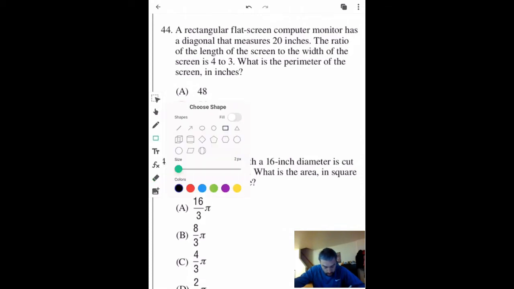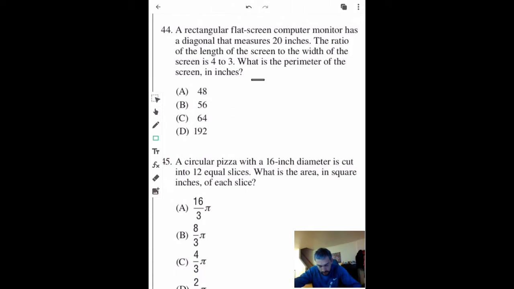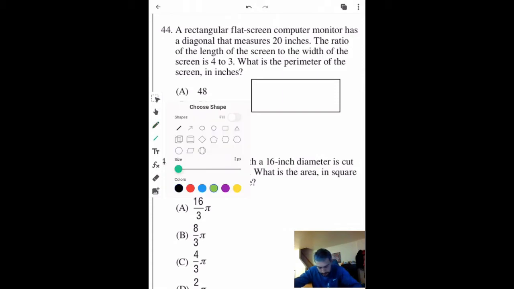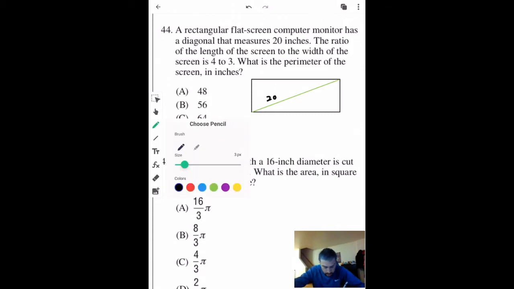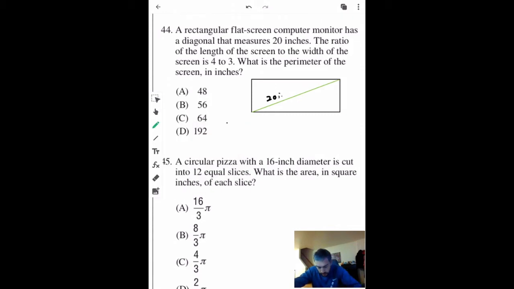I highly recommend drawing your shapes as soon as you can. We know the diagonal. It's going to be a nice line. It measures 20 inches. We want to figure out the values of x and y because we want the perimeter, which is all sides added together. So we extract that triangle. That's 20, that's x, that's y. How can we make this happen? You know that's a right triangle.